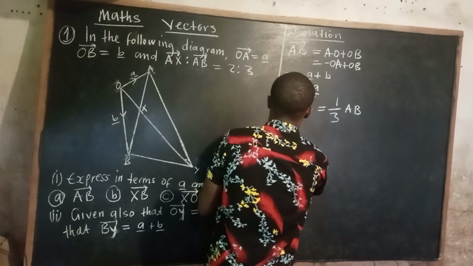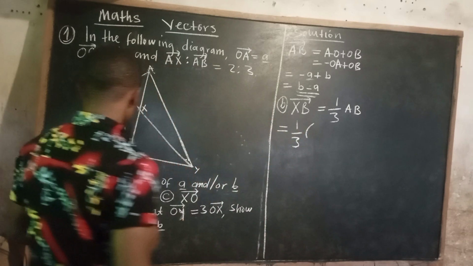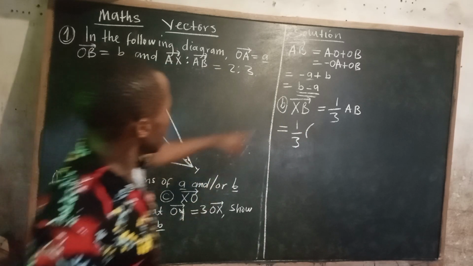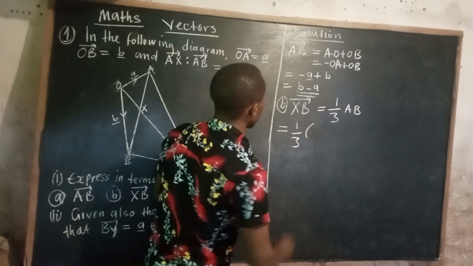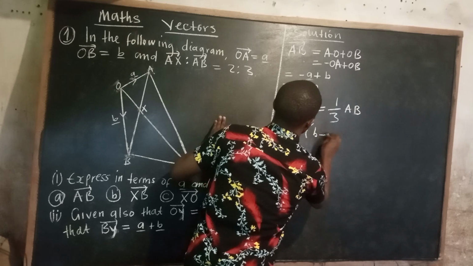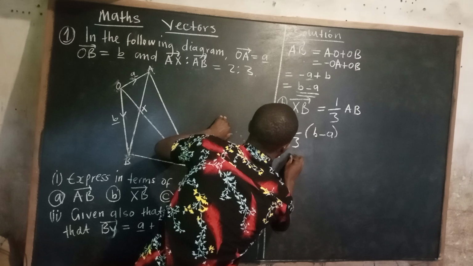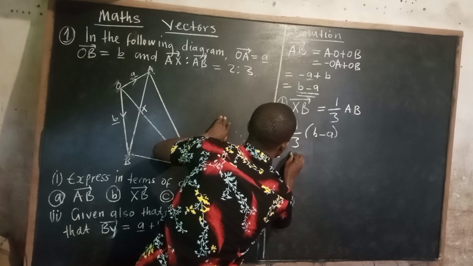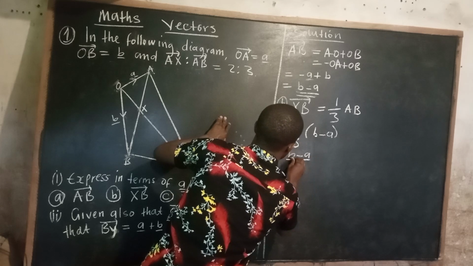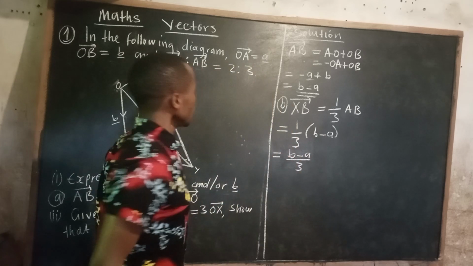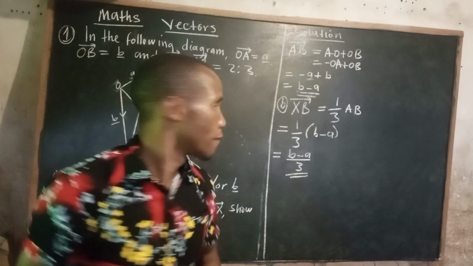Okay, so now from there, we are going to say 1 over 3, we open the bracket. Don't we have AB? AB we have, it is there. This is AB, so we are going to substitute it. We are going to say B minus A. Then we get rid of these brackets and we have B minus A over 3. Okay, so that is our vector XB.